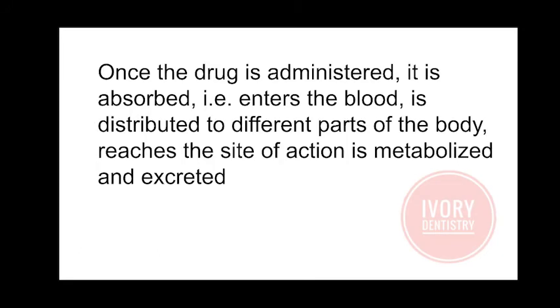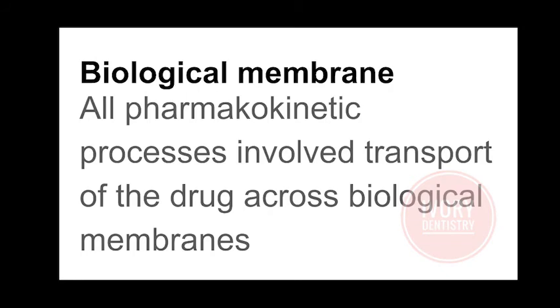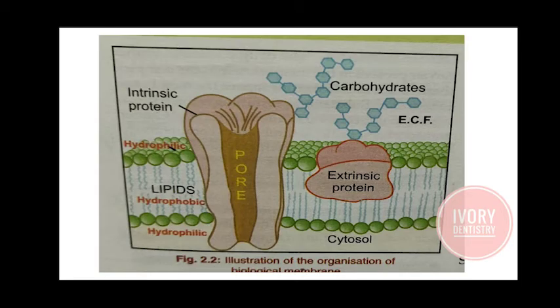Once the drug is administered, it is absorbed, that is, enters the blood, is distributed to different parts of the body, reaches the site of action, is metabolized and excreted. All pharmacokinetic processes involve transport of the drug across biological membranes. This is the illustration of organization of biological membrane. In this picture, we can see the polar groups which are oriented on the 2 surfaces and the non-polar hydrocarbons which are embedded within the matrix with extrinsic and intrinsic protein molecules.